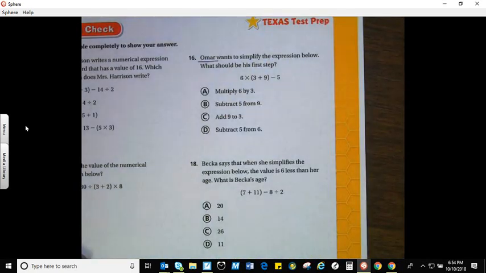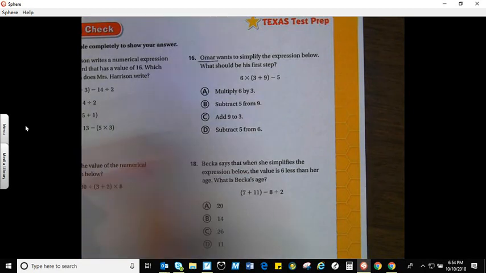What should be his first step? Remember I told you that you're going to probably see some of these problems. You'll see it on Friday's assessment. You'll see it probably on the benchmark that's coming up, and you'll see some things on STAR as well. They want to know what your first step would be.